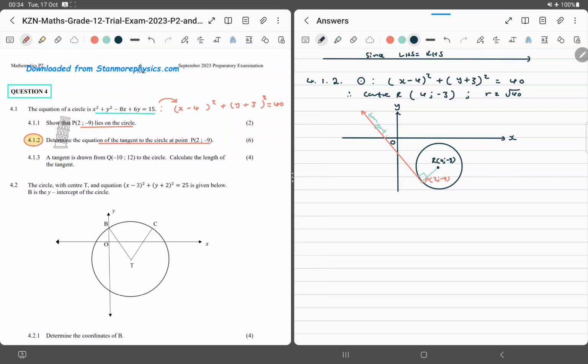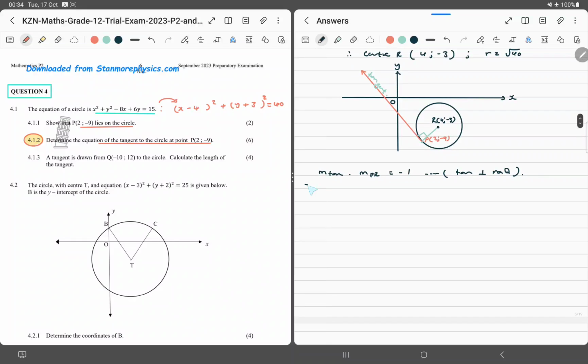Now what we can say here is that the gradient of the tangent, we don't want to waste time, multiplied by the gradient of the radius, maybe the radius is going to be our PR, must give us -1, sorry. Why? We know that the tangent is always perpendicular to the radius. We don't want to say too much. So this implies that the gradient of the tangent into, now what would be that one?